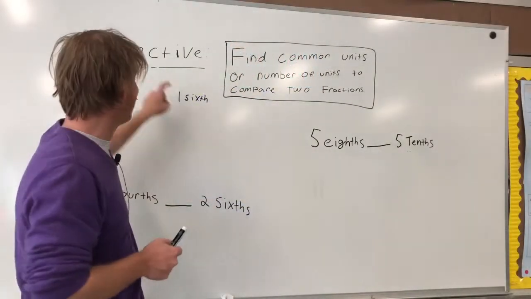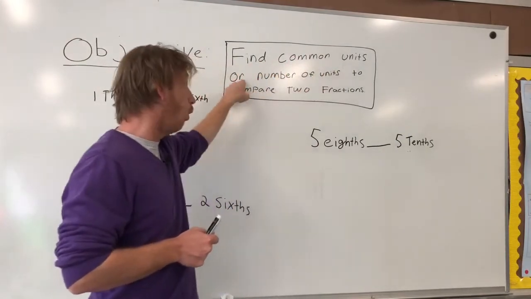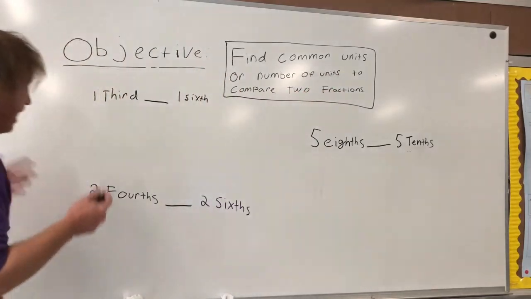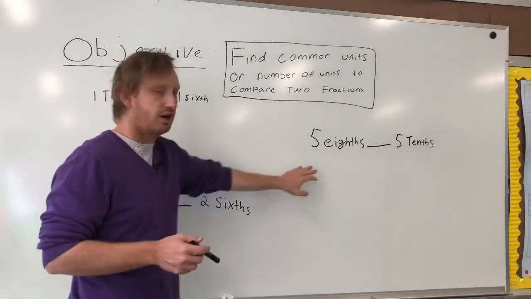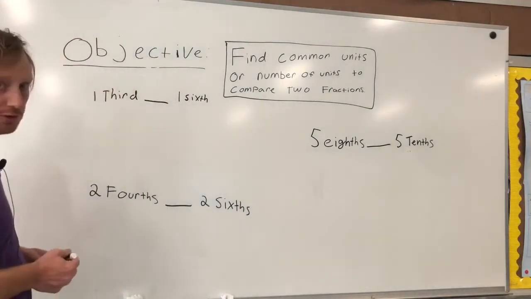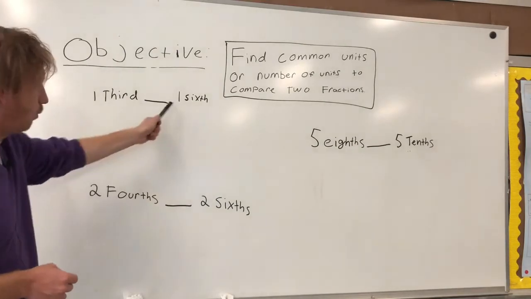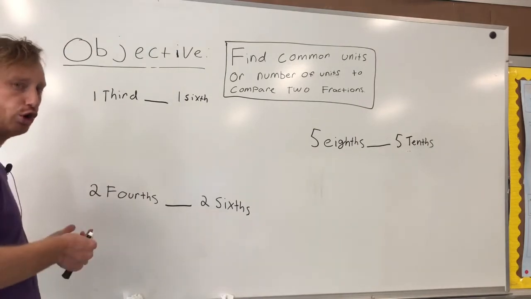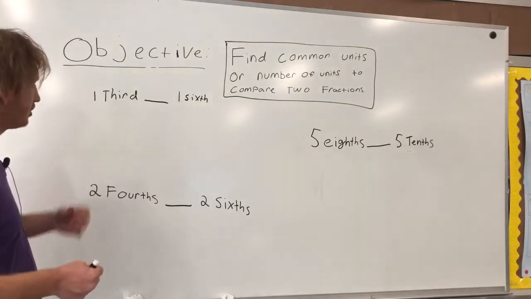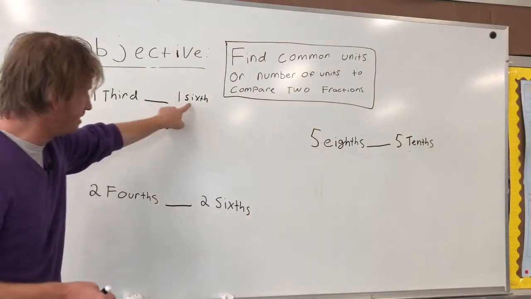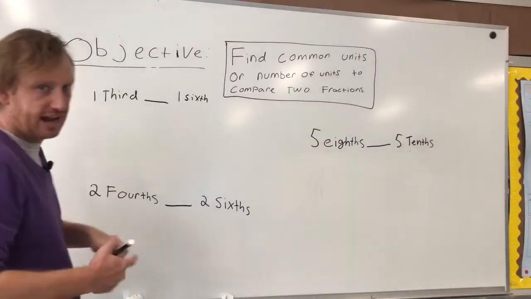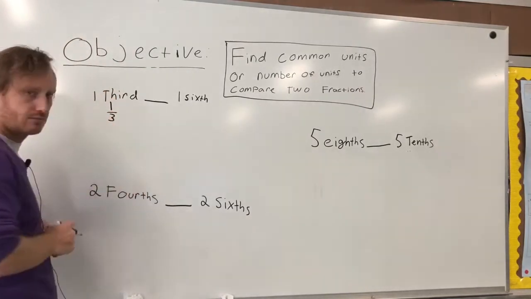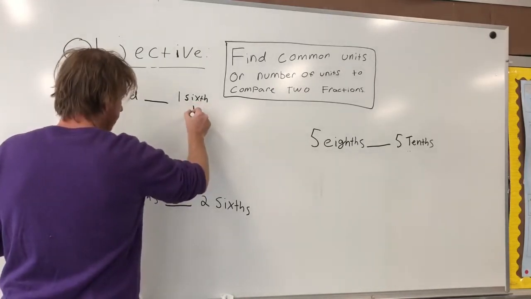So our objective today is to find common units or a number of units to compare two fractions. And what I have in front of us are 3 problems for us to get started. So the first one says 1/3 and 1/6. Now we need to get comfortable with looking at fractions in both word and number form. So first, let's turn 1/3 and 1/6 into our pure number fractions. Well, 1/3 is 1 over 3, and 1/6 is 1 over 6.